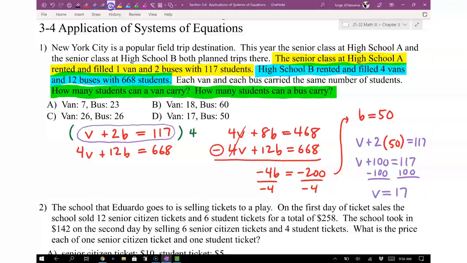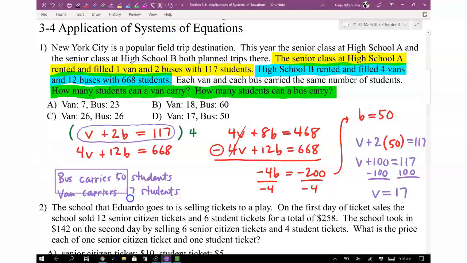So I'm just going to write this really quick just to make sure. Bus carries 50 students and van carries 17 students. Now I'm just doing this for my own good, okay? Just so that I have a place where I wrote the answer so that it makes sense, okay?